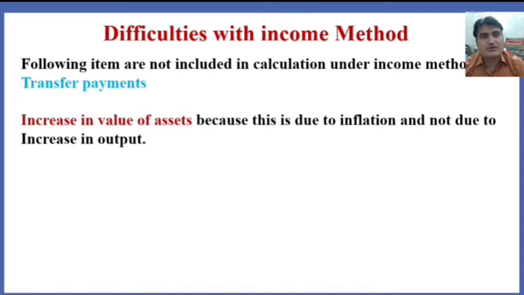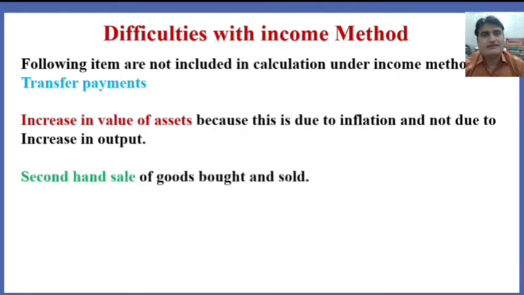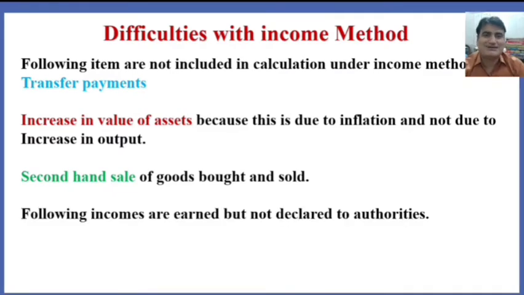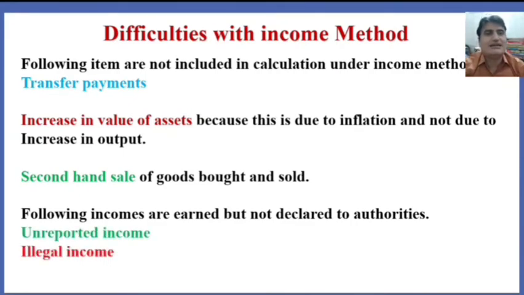Another item which is not included under the income method is increase in the value of assets, because this is due to inflation and not due to an increase in output. And second-hand sales of goods bought and sold are not included in the income method. The following incomes are earned but not declared to authorities: the unreported income, and the other one is illegal income. Illegal income earned through illegal sources is not recorded under the income method. So these are the difficulties or limitations of the income method.